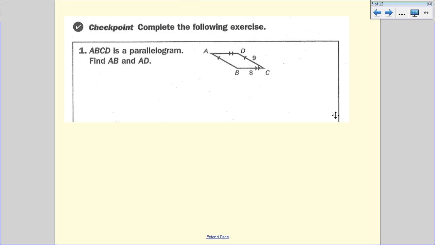So do now. Find AB in parallelogram ABCD, and find AD.